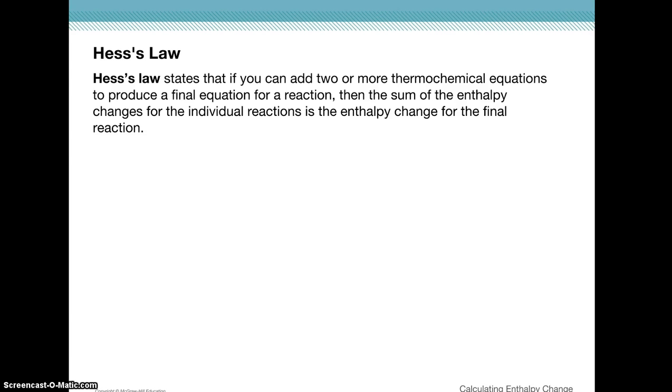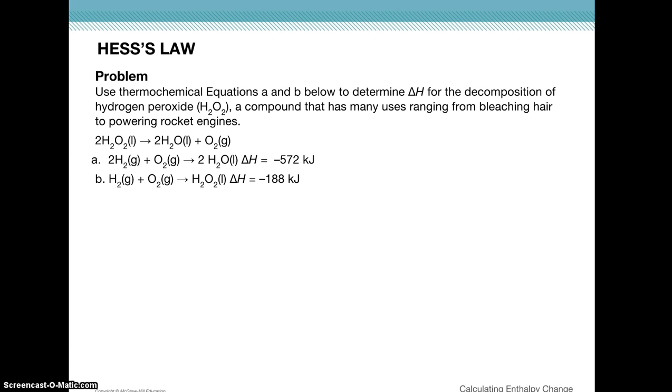Okay, last video on thermochemical equations, we're going to look at two different ways that we can find the heat of a reaction using thermochemical equations. The first one is using what's called Hess's law. Hess's law states that if you can add two or more thermochemical equations to produce a final equation, then you can sum their enthalpy changes to find the final enthalpy change. So we're going to work through this problem and show you exactly what Hess's law is all about.